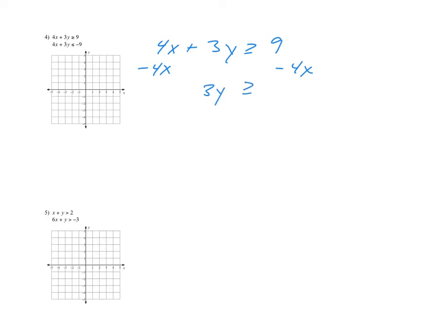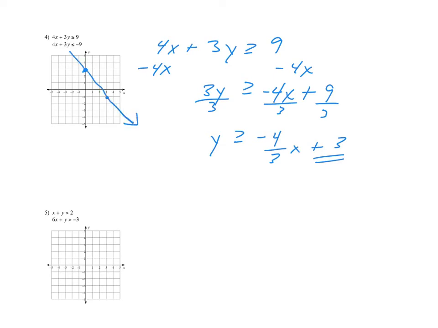3y is greater than or equal to, this time I'm just going to have a negative 9, it's a positive 9. So that is the same thing as saying 9 minus 4x. If I divide by 3, I have y is greater than or equal to negative 4 over 3x plus 3. So this line would start at positive 3 on the y-axis, because that's my y-intercept. If I go down 4, I want a negative line, so I go towards the positive 3. A solid line, so my first line looks like that.